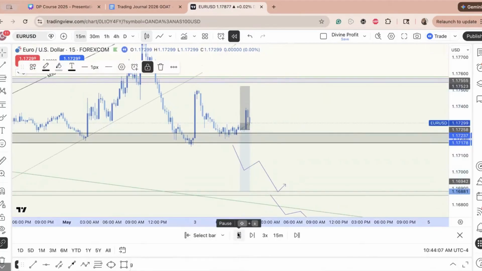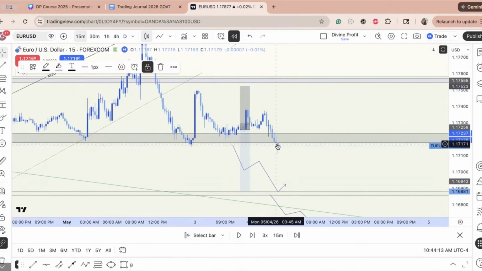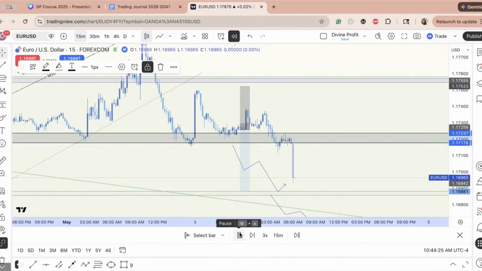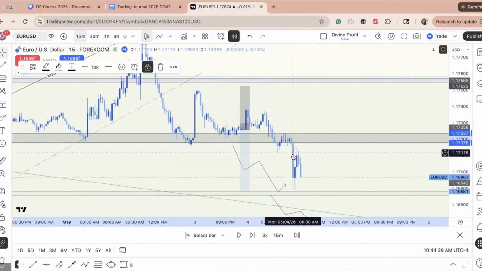Like I said, I entered early, but it would have been better to wait on that break of that zone, which happened somewhere around here. We got that first break at like 4 a.m. I figured I would be asleep, but that break did end up happening. And wow, we had a really big drop.